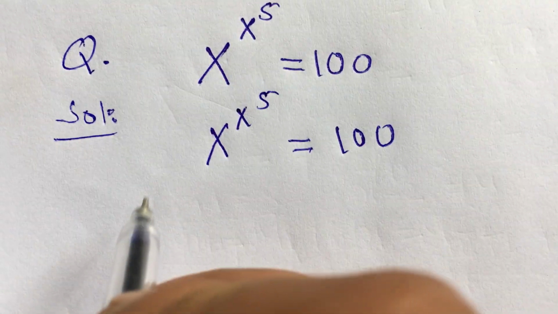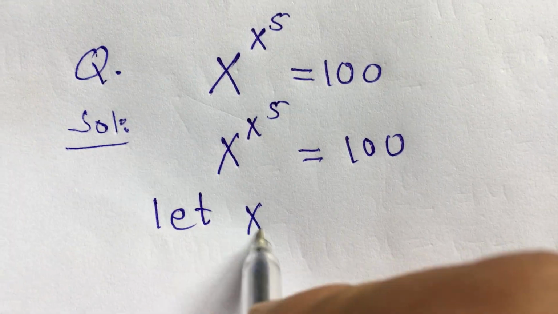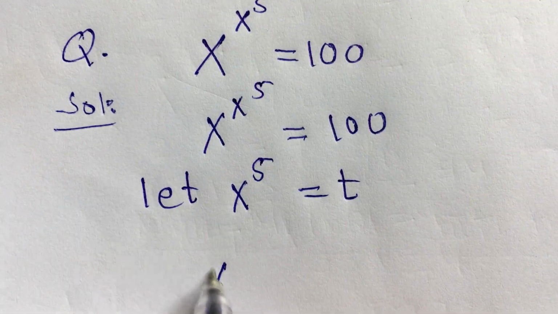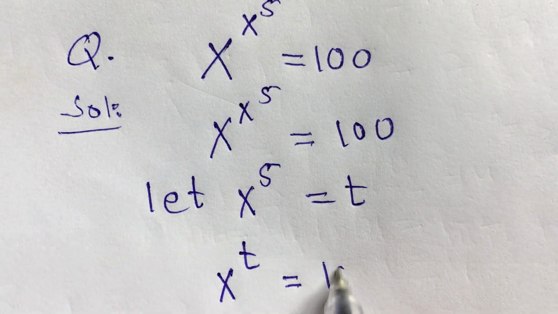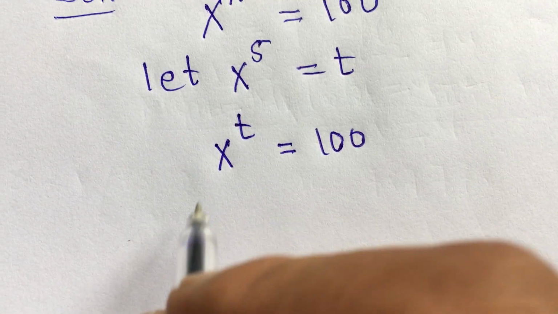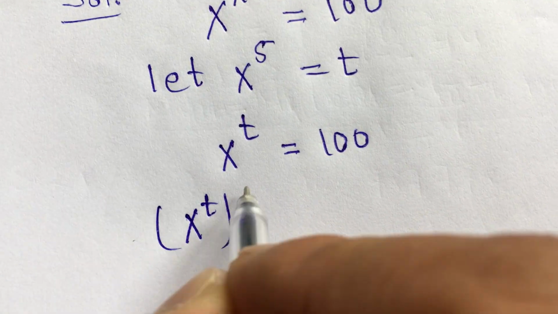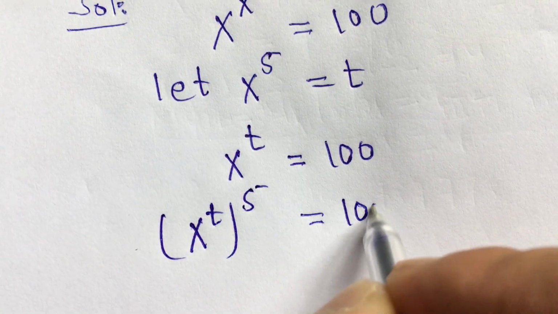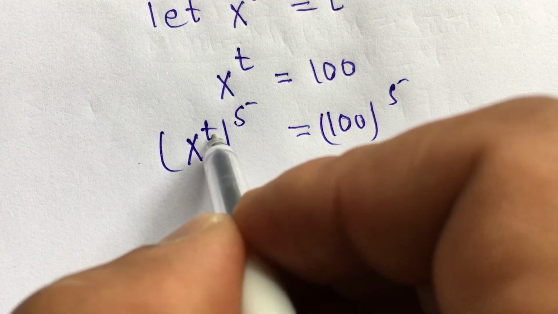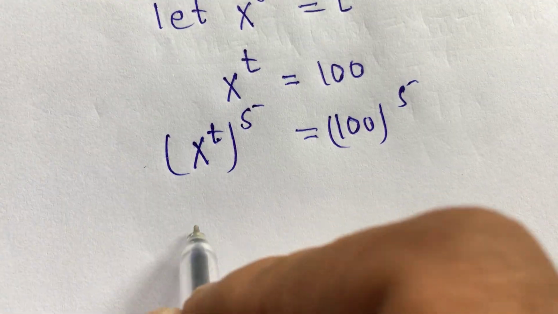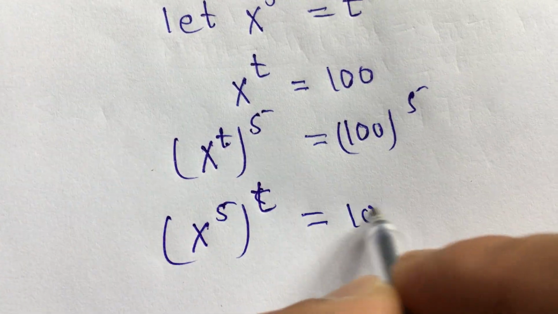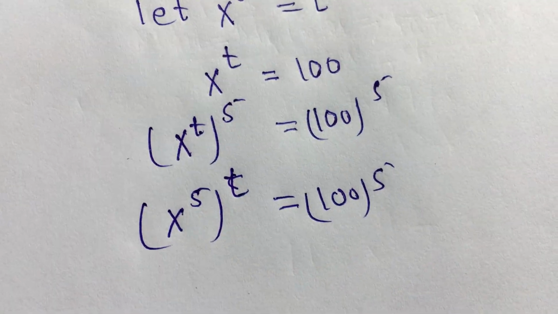This is the question. Now I am considering x power 5 as t, so this becomes x power t is equal to 100, and now I am multiplying both sides by power 5, like x power 5, so 100 power 5. So now I can rewrite, changing the place of t and 5, so I can write x power 5 power t is equal to 10 power 5.